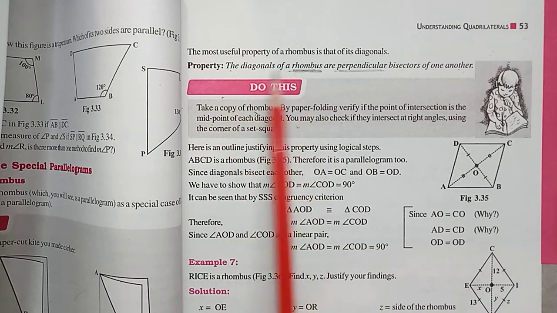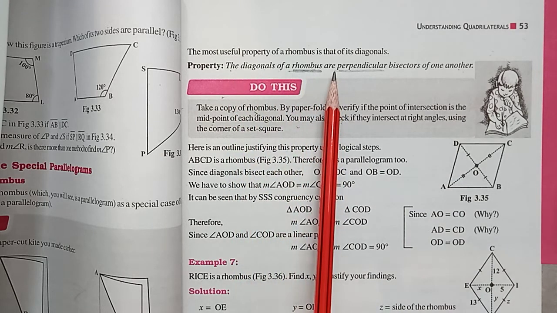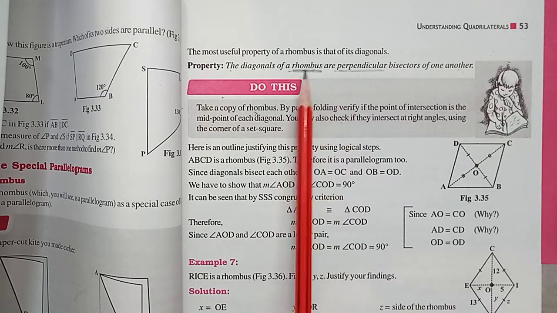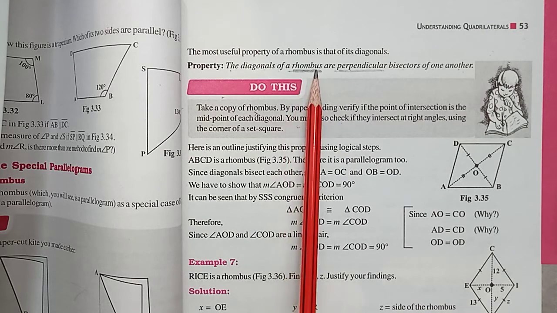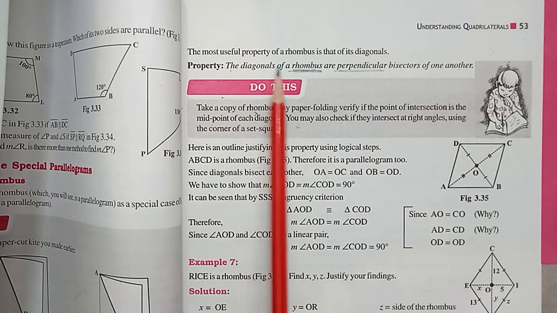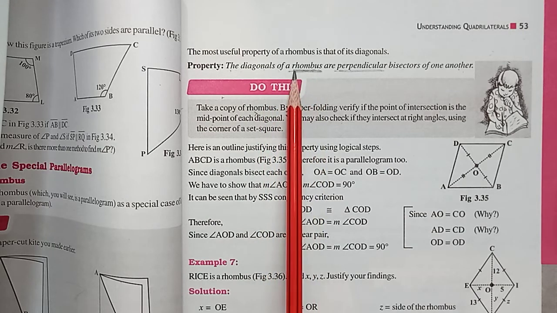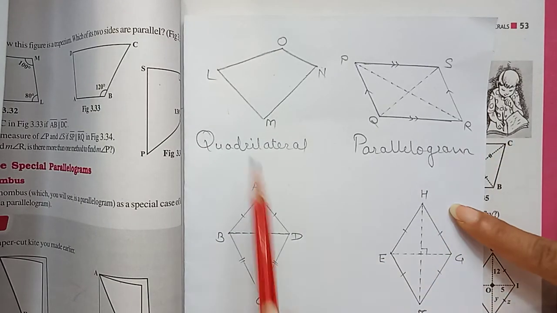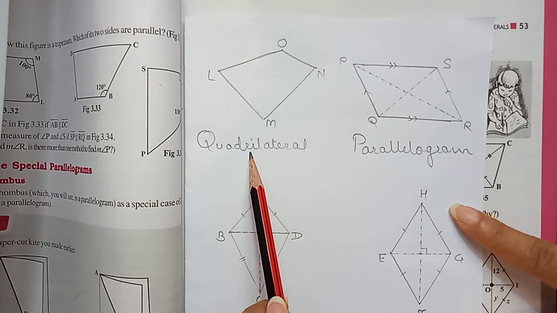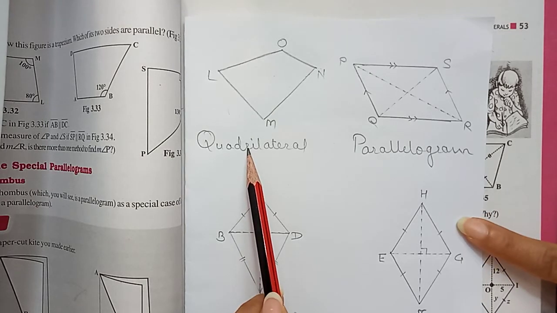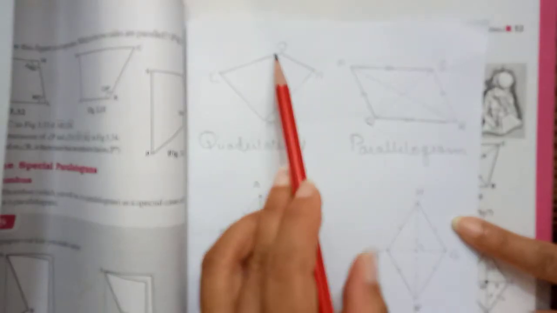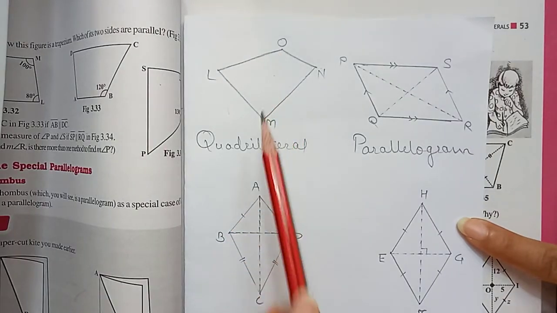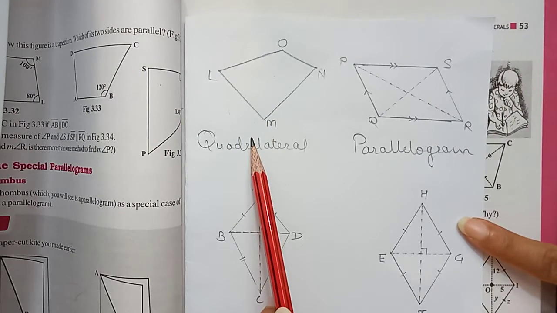First of all, we will define each term here and then we will understand the meaning of the property. So to find out what a rhombus is, then we'll find out what the diagonal of a rhombus is. So what is a rhombus? Here, this is a quadrilateral. We will do a quick revision. A quadrilateral has four sides: OL, LM, MN and NO are the four sides. So this is a quadrilateral, correct?